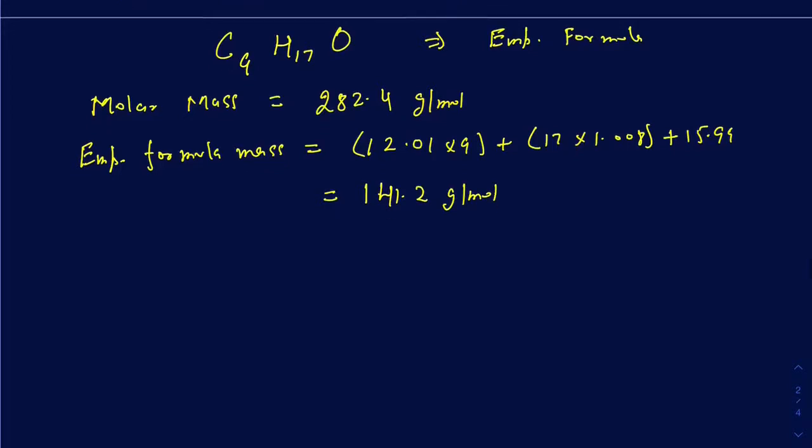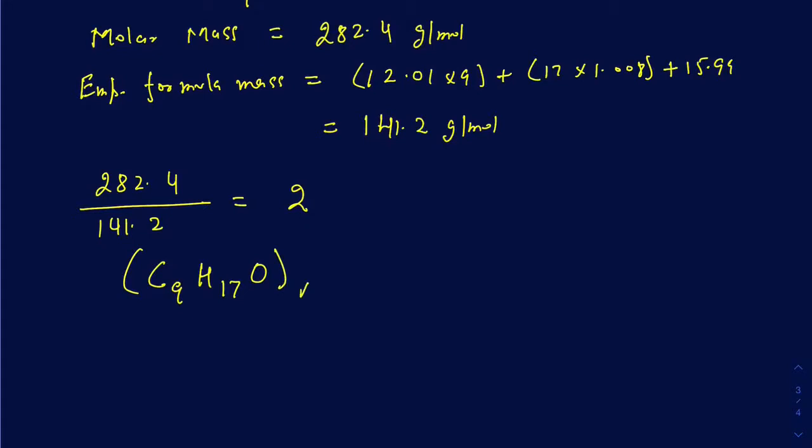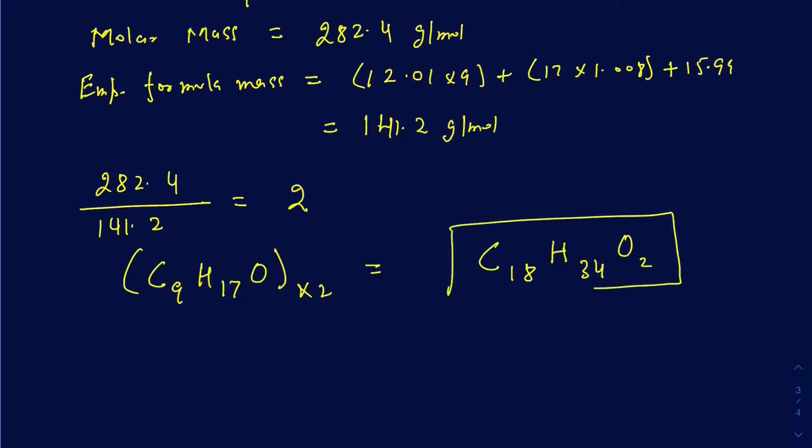So once you have the empirical formula mass, you want to go ahead and divide the molar mass by the empirical formula mass to find the ratio there. So I would do 282.4 divided by 141.2, and that actually comes out to be 2. So what that really means, the empirical formula that you have calculated, which was C9H17O, we want to multiply these subscripts by 2 now to get the molecular formula. So your molecular formula is going to be C18H34O2. Alright, so this is going to be your molecular formula.